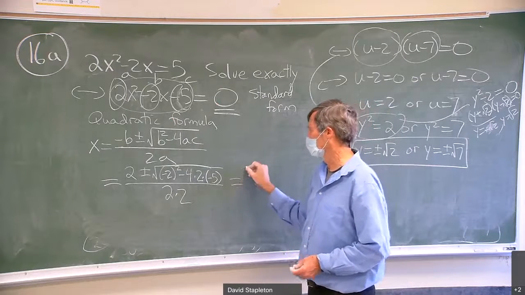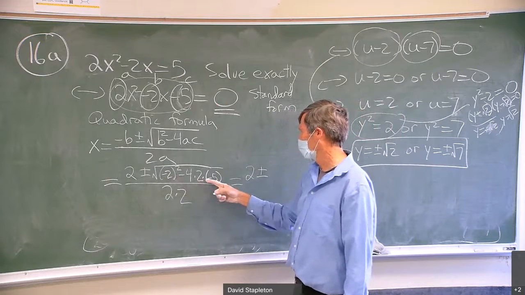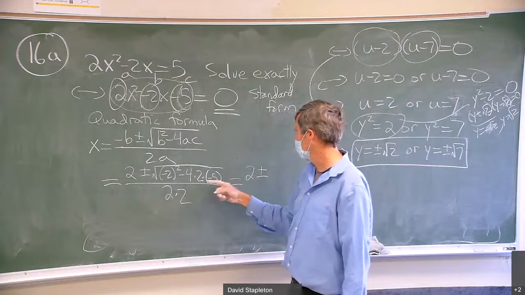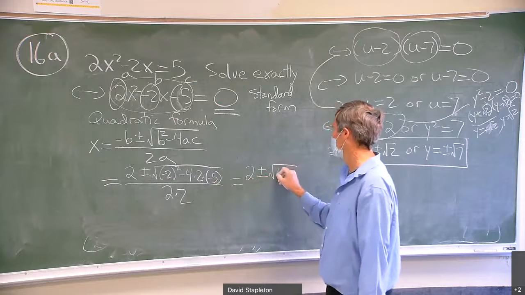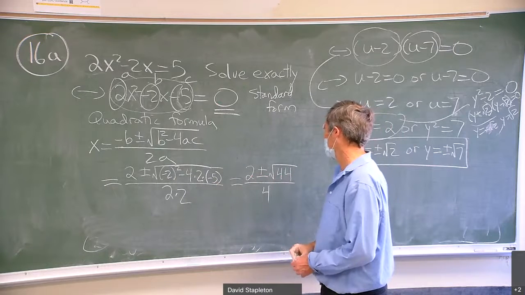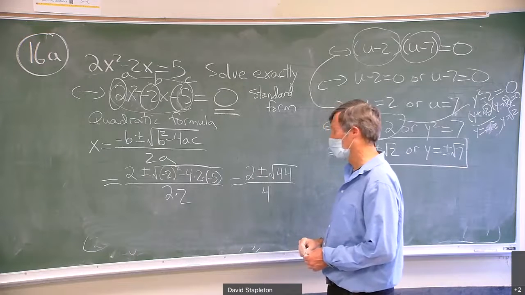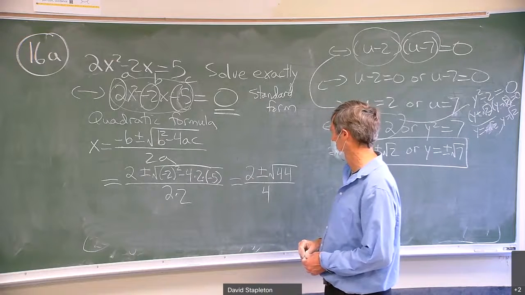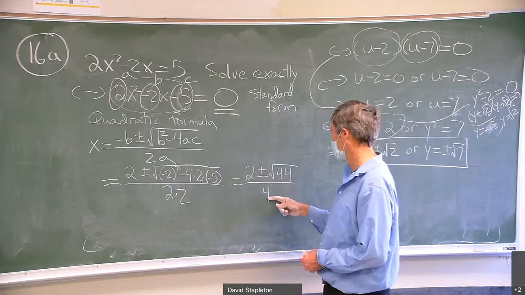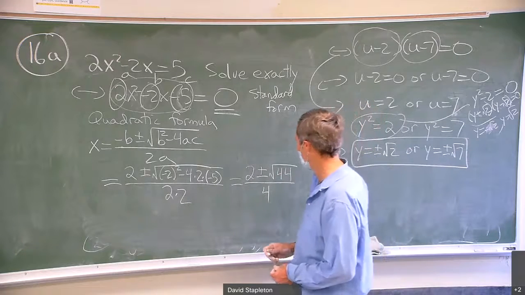All right, so this is 2 plus or minus, let's see, 4 plus 40 is 44, all over 4. And that is truly the two answers, but what do you want to do with that? Most of you got it. You want to reduce it, right? I can't simply, and some people divided 2 by 4 and got a half and didn't divide these the same. You want to factor and cancel, right?